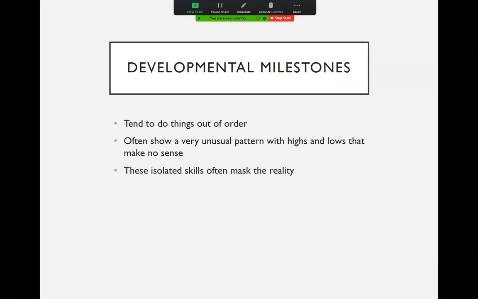Sometimes they'll have some isolated skills, like they could do puzzles. They could put a puzzle together at 2 faster than you could dump it out and start over. But they may not be able to use a spoon to eat with. You'll have high skills in some areas and low skills in other areas.